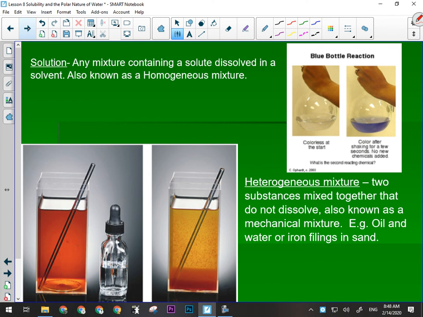So, terminology here: a solution is any mixture containing a solute, that's the thing being dissolved, in a solvent, that's the thing doing the dissolving. A solution is often known as a homogeneous mixture.